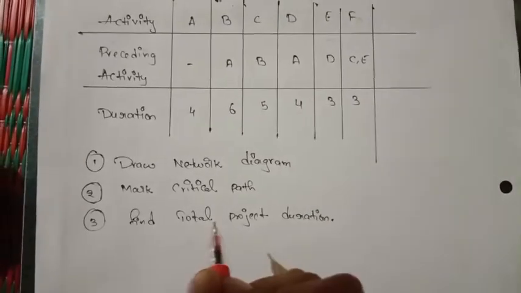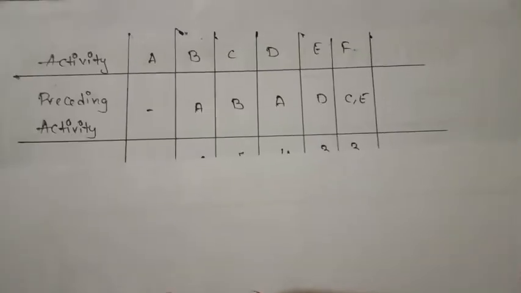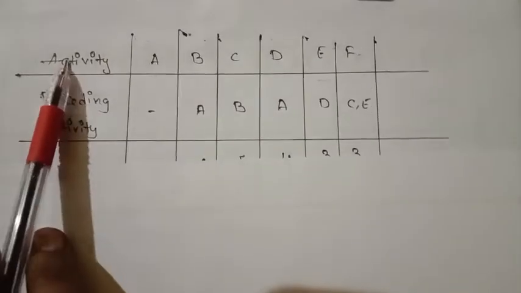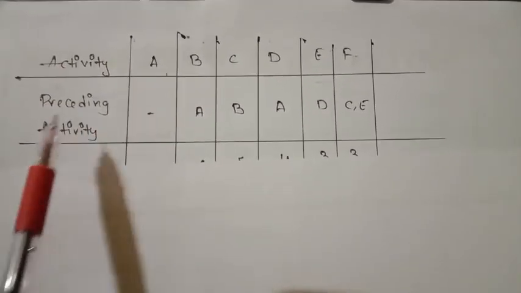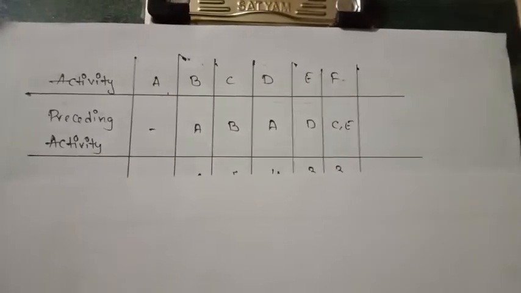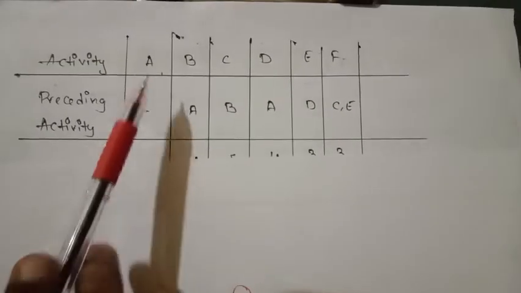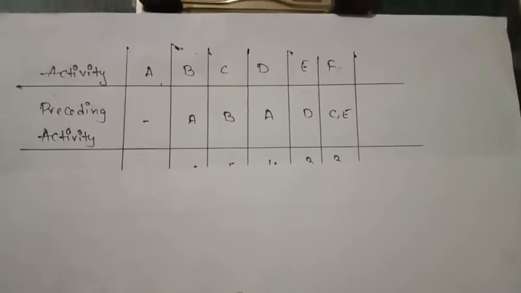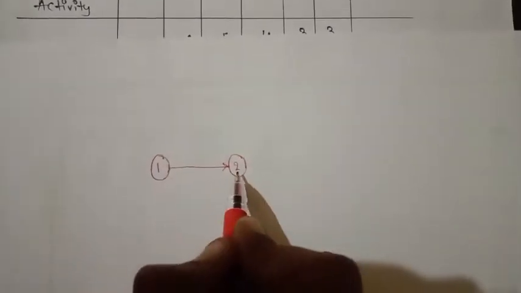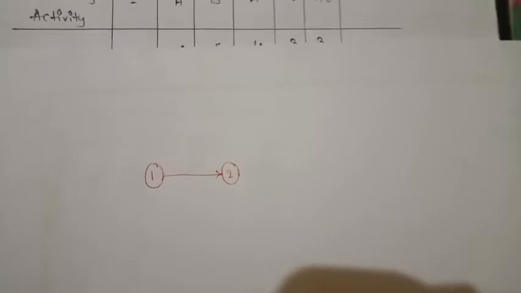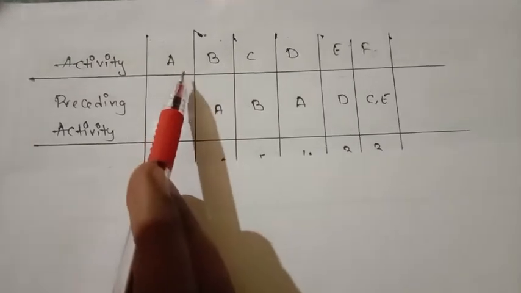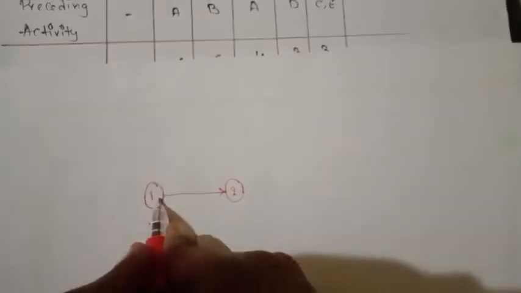Now let us see how to draw the network diagram. Here, guys, they first mentioned activity A, and there is no preceding activity for A. It means A is the starting point, the starting activity. So let us draw it: 1 to 2. That is the first event we are going to take. They directly gave the activity, so from 1 to 2 I am mentioning the activity A.